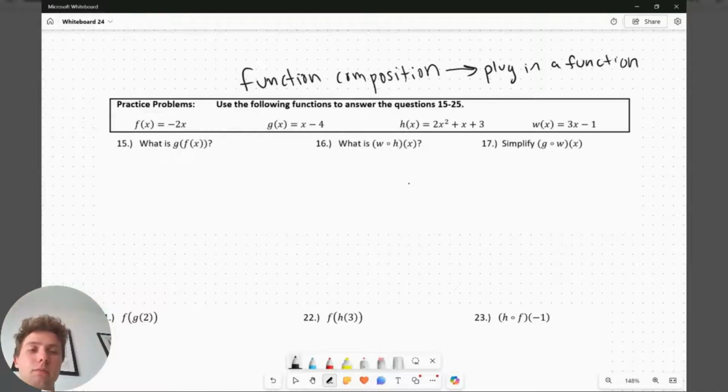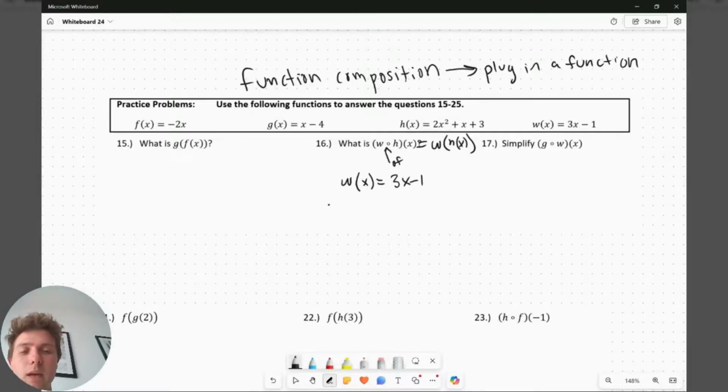Function composition is notated in two ways. You might notate it with this little o right here, this little open circle. That means of. However, I don't like that notation. I like to rewrite it. I always change that notation to look like this: w parentheses h of x. Because this notation tells me what to do. It tells me that I'm going to take my w equation, the outside equation, which is 3x minus 1, and it's telling me that, okay, instead of x on the inside, x now changes to h of x.